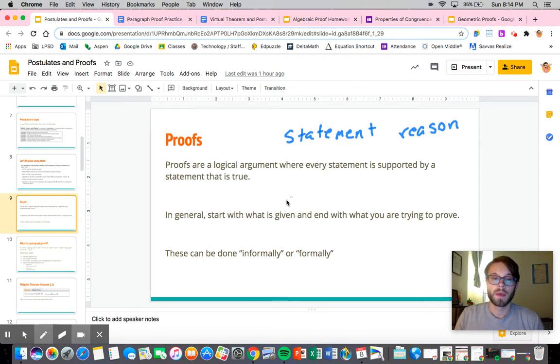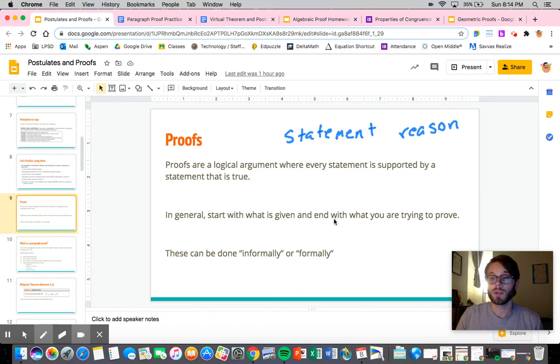And in general, what is going to happen is you are going to start with what you are given. So you're going to be given some information at the beginning, and that's your starting point. And from there you're going to use that information and anything you can derive from that information or other information that is widely known and accepted. And then you are going to, in the end, state what you are trying to prove. Okay, so that should be your final statement, and it should have a reason next to it.